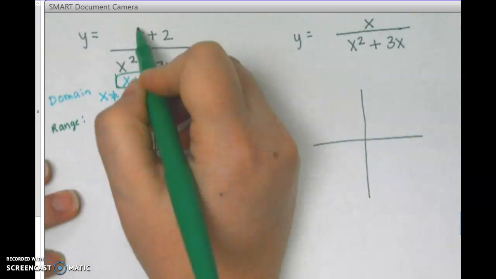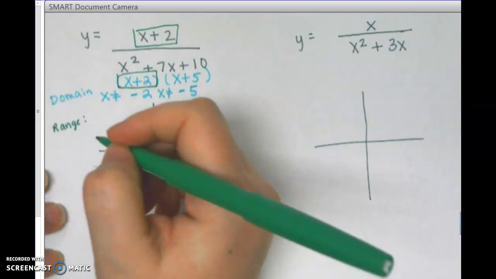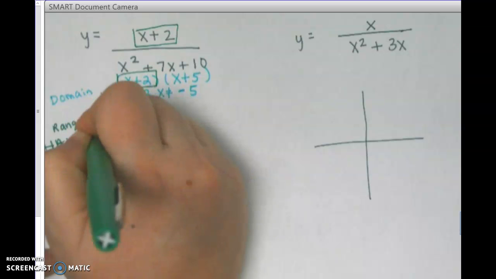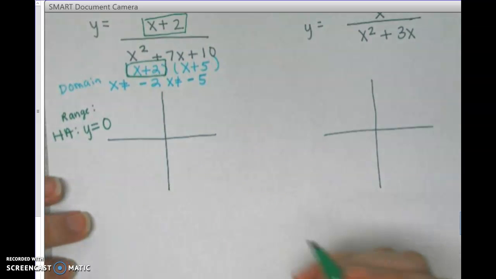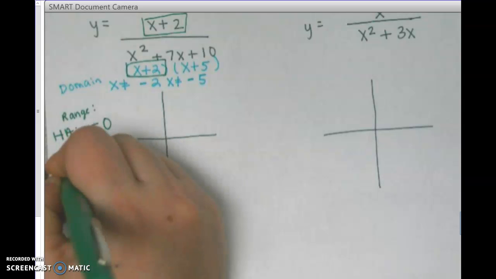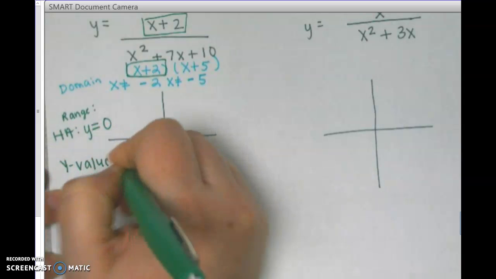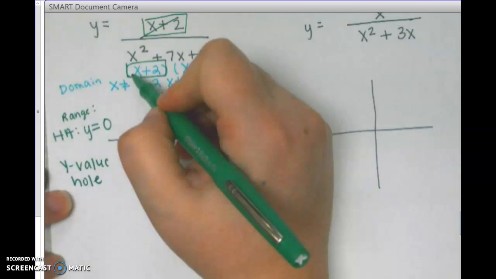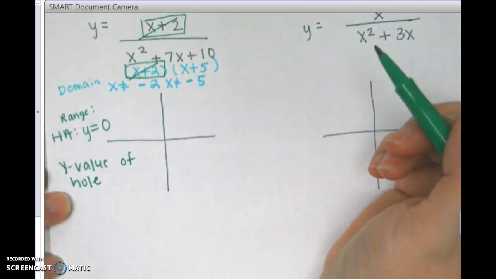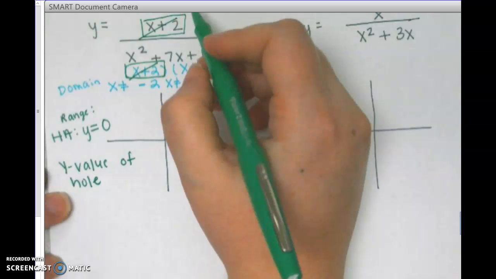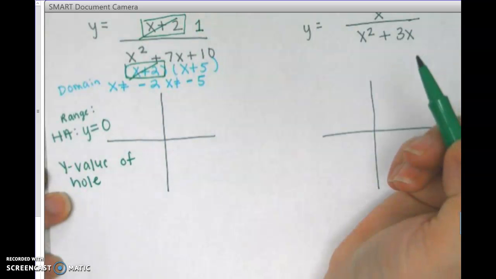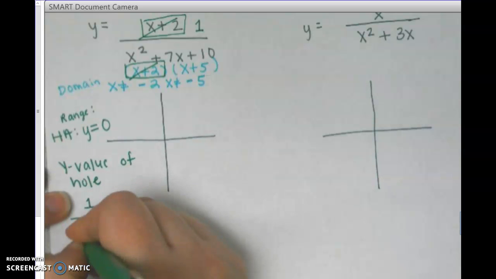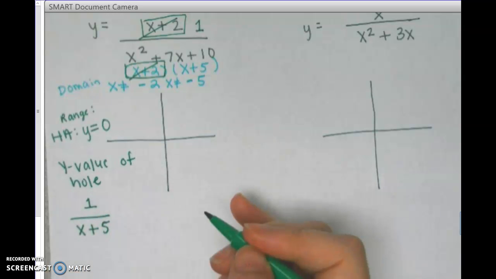the x plus 2 is a hole. So not only do I have a horizontal asymptote, it's bottom heavy. So I have a horizontal asymptote at 0, but I also have a hole. So I'm going to have to find the y value of the hole. The way that you do that is you simplify your fraction. Cancel that out. Anytime you completely cancel out the numerator, it is 1 as the placeholder. It's still a fraction. So my simplified fraction is 1 over x plus 5.